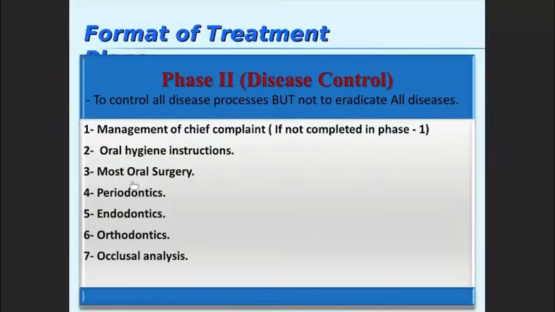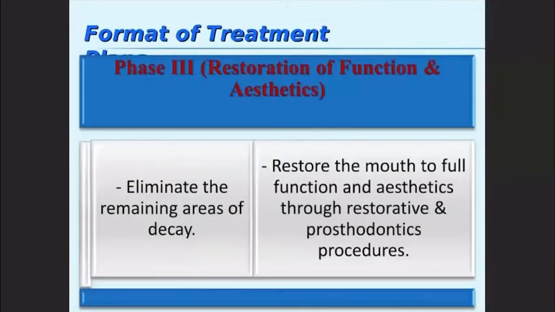And most of the oral surgery procedures, if the patient doesn't have any pain, then periodontic, endodontic, orthodontic, and occlusal analysis. This should be the order in phase 2. Suppose the patient doesn't have any severe acute infection or pain, then you can go according to the order. Better is to go for oral hygiene, that is scaling, first, and then go for the other procedures.